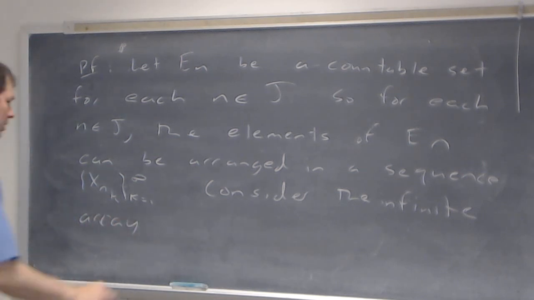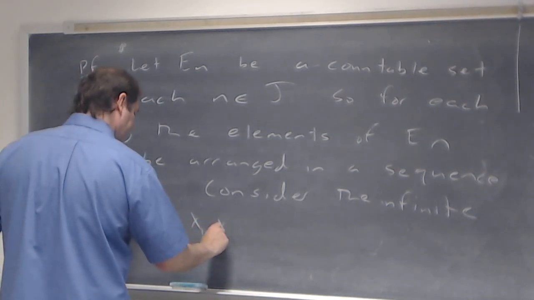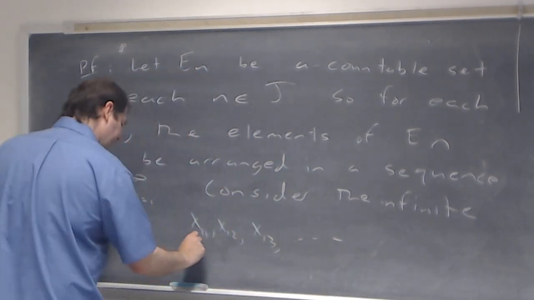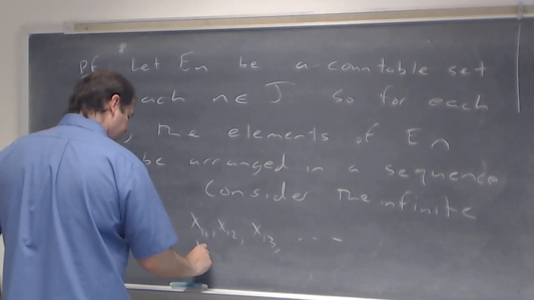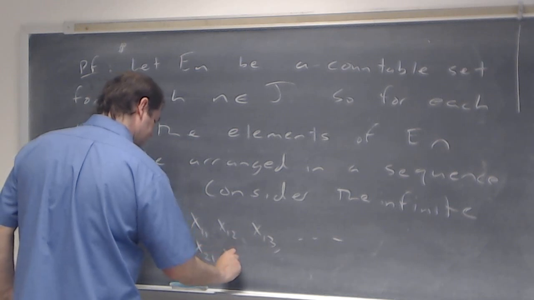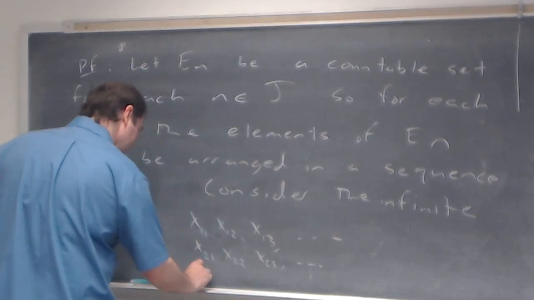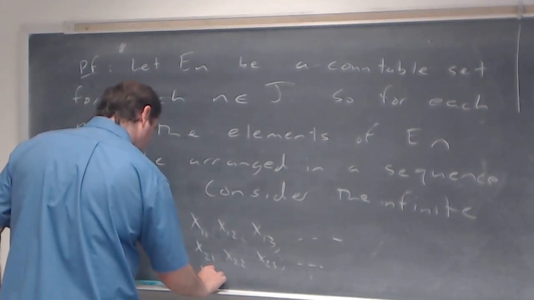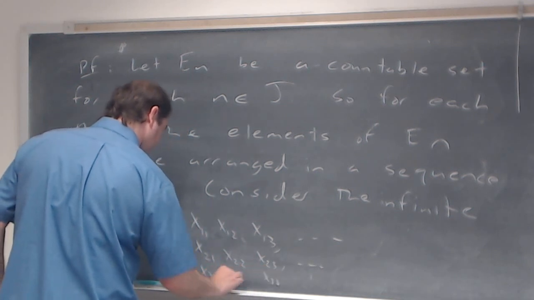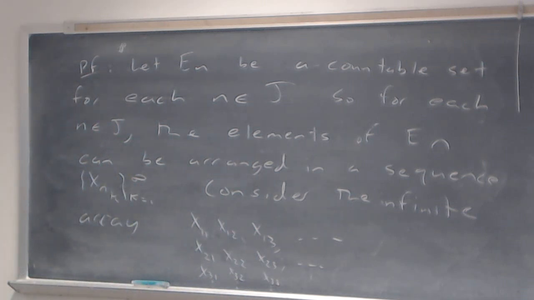Look, the first set, E sub 1, has terms x sub 1,1, then the next term x sub 1,2, x sub 1,3, and so on forever. Then the next set, E sub 2, has first term x sub 2,1, then x sub 2,2, x sub 2,3, and it goes on forever. And then we have x sub 3,1, x sub 3,2, x sub 3,3, and this goes on forever. And so the way that we count them.